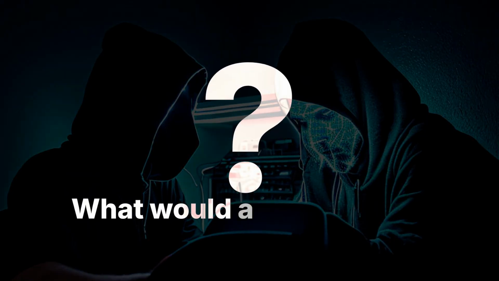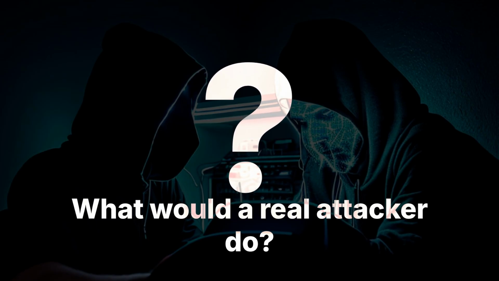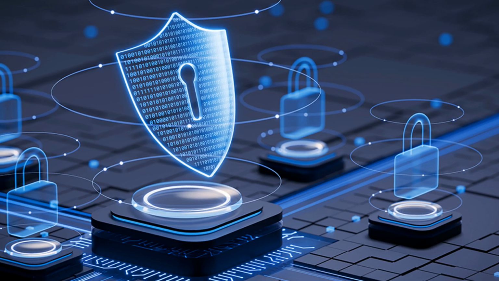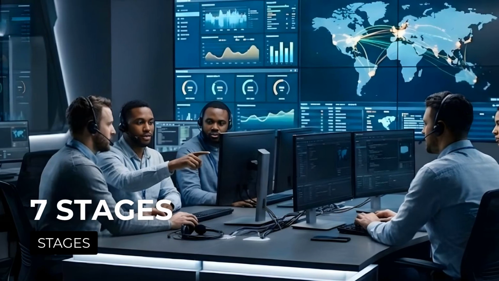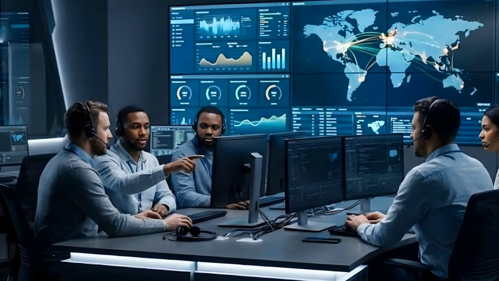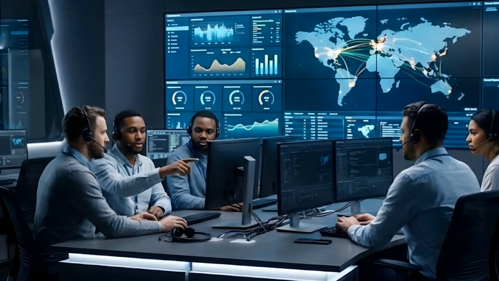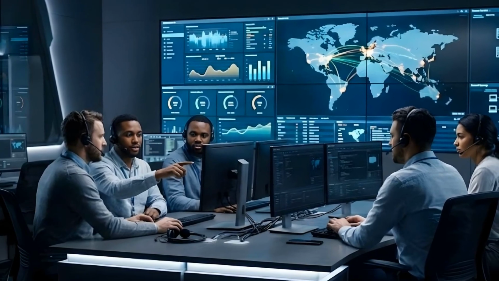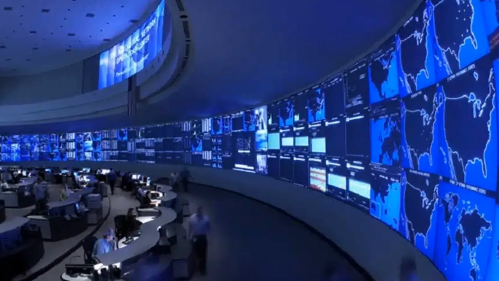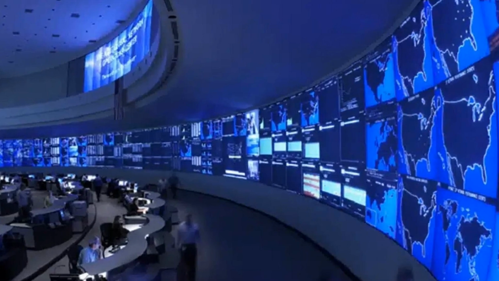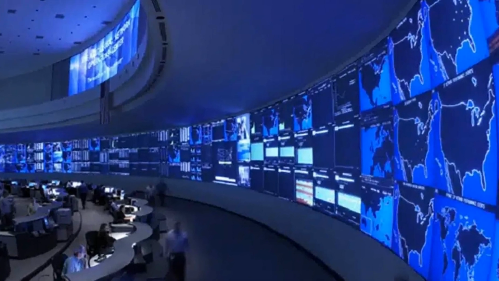PASTA is the attacker's framework. It asks one question at every stage. What would a real attacker do here? 7 stages. Define objectives. Define technical scope. Application decomposition. Threat analysis. Vulnerability and weakness analysis. Attack modeling, risk and impact analysis.